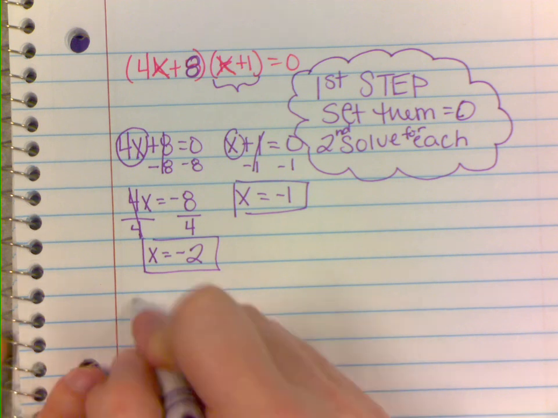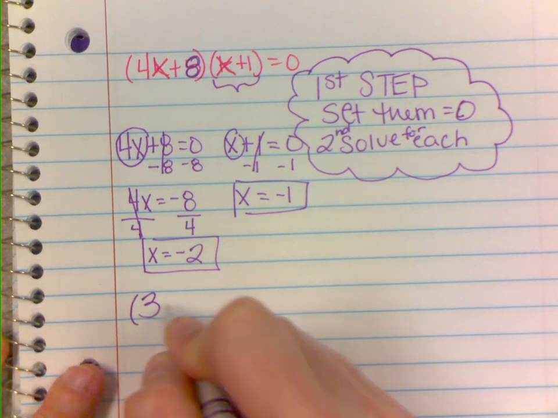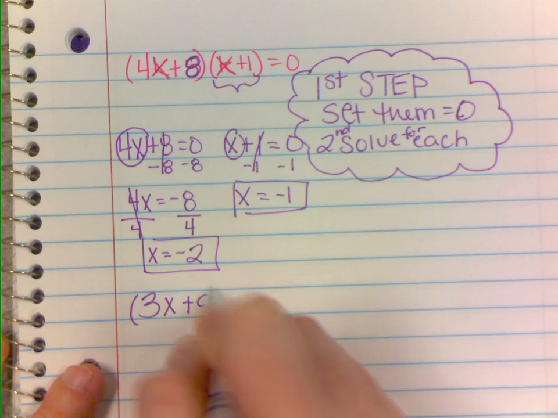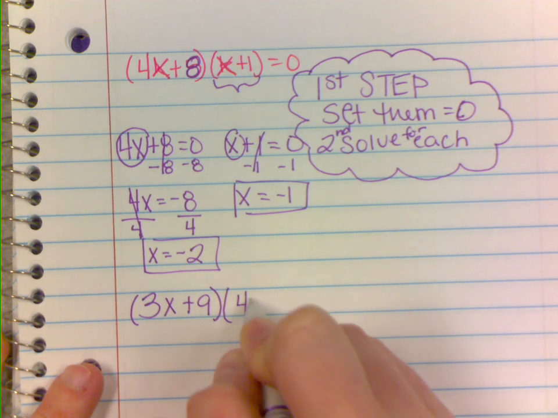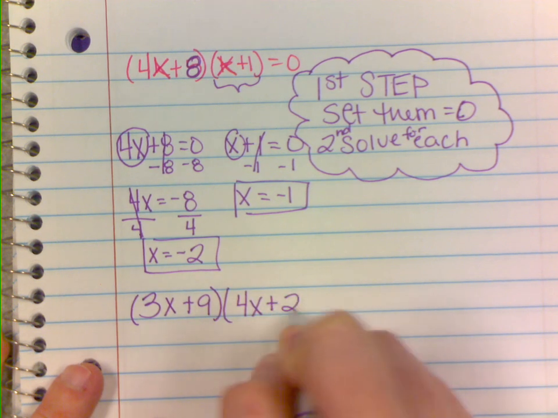Okay, so I'm going to give you another one. Let's do 3x plus 9, 4x plus 2. I want you to do this one.